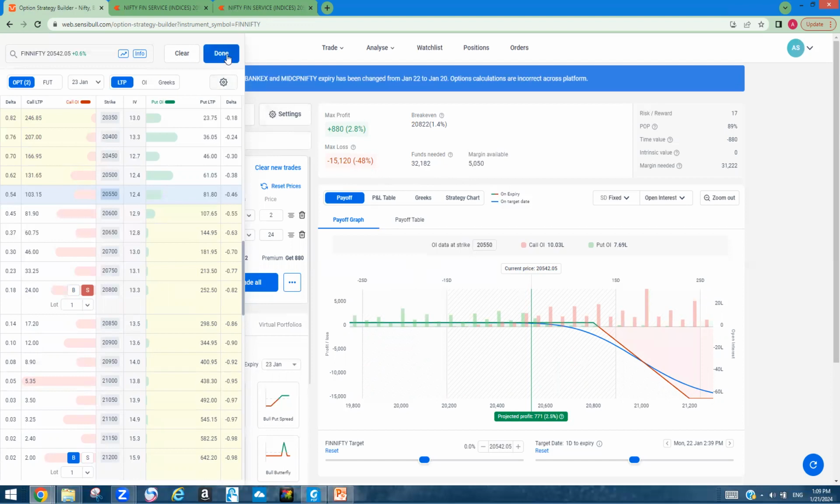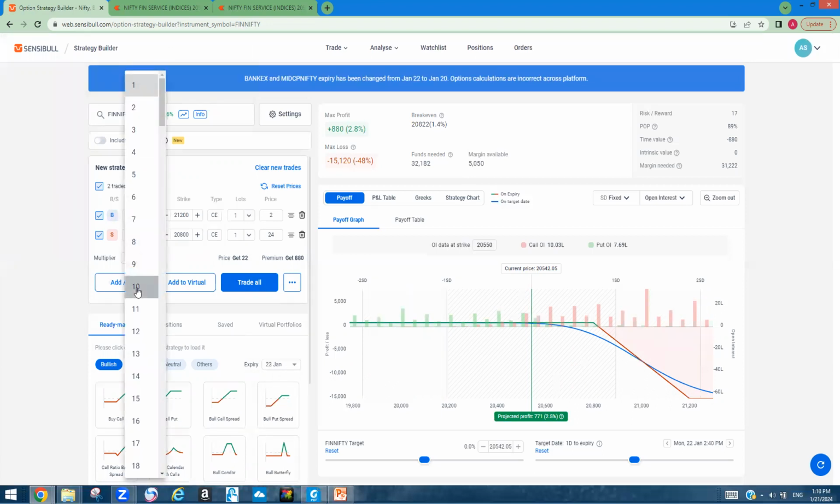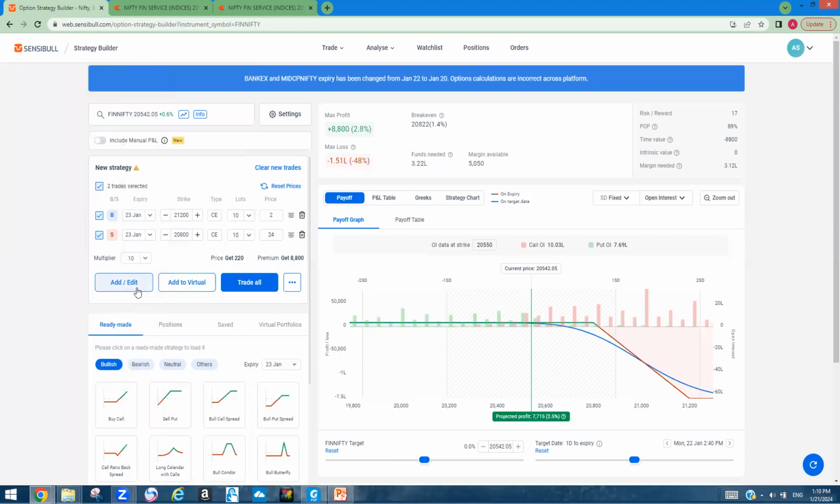This is the way you can do it sensibly. So if I multiply with 10 lots, you need at least 4 lakh rupees. The fund needed is 3.22 lakhs, but sometimes a bit more fund is required because of some calculations. So better to have 4 lakhs if you want to take this trade. You will make 8,800 rupees, which is not very high compared to 4 lakhs. But see, the percentage return is around 2.8%.